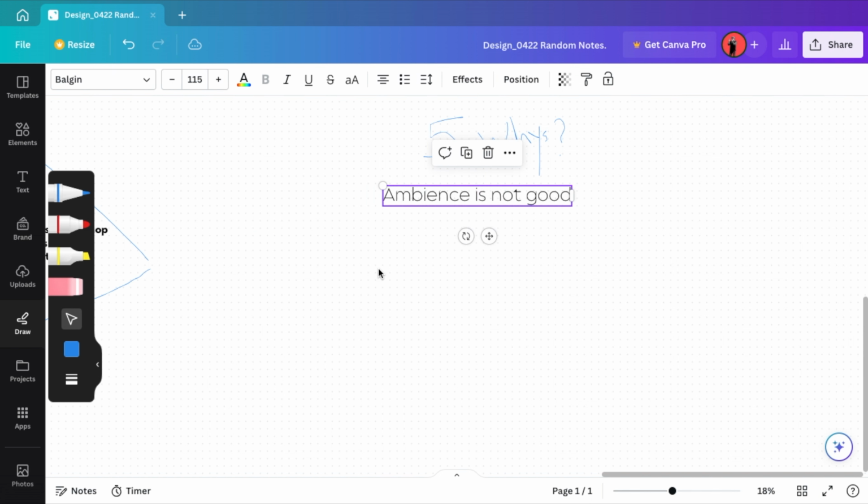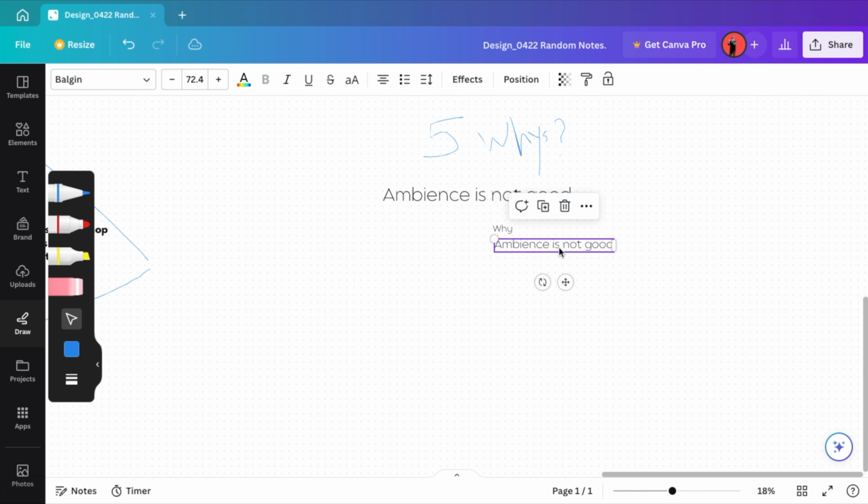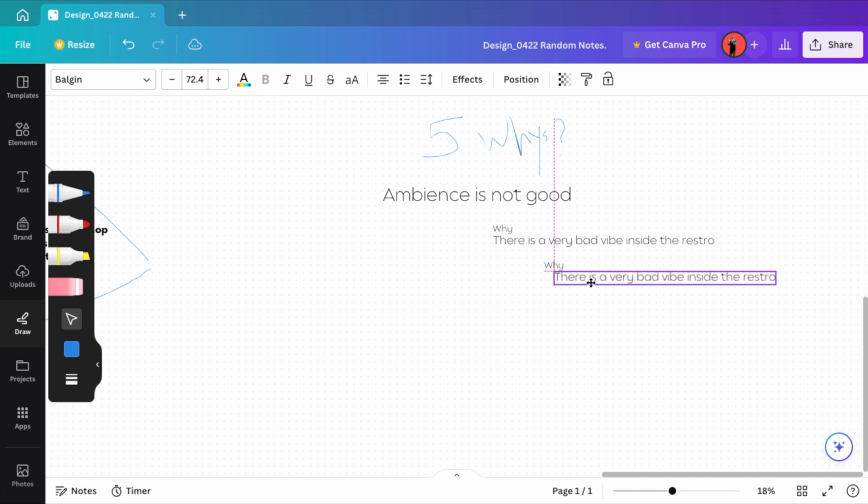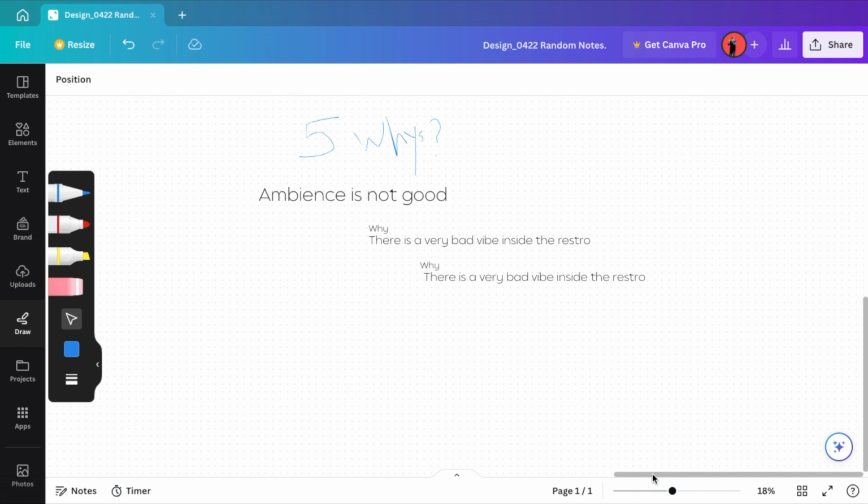Now we heard it, and then they are going to ask a question like, why? Why do you feel that the ambience is not good, right? So we are going to say that there's a very bad vibe inside the resto. There's a very bad vibe when you're getting into the resto, but that's not enough. So you're going to ask why again, right? So why is that happening? Why is there a negative vibe inside the restaurant?